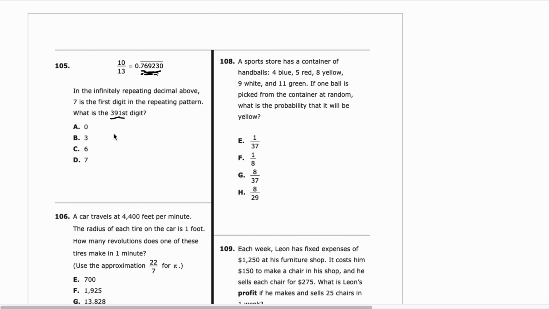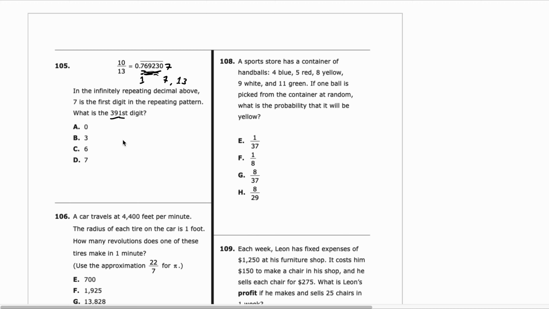So we know that, for example, 7 appears as the first digit. It's going to appear as the 7th digit, right? So this is going to be a 7. It's going to appear as the 7 plus 6 is 13, etc., etc. So we know that.